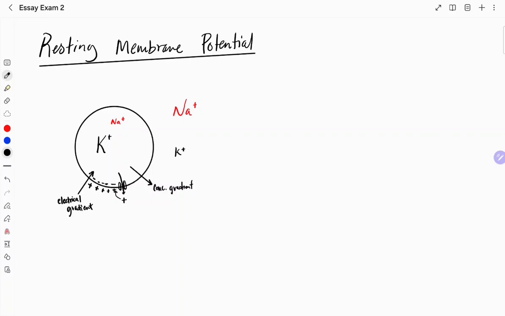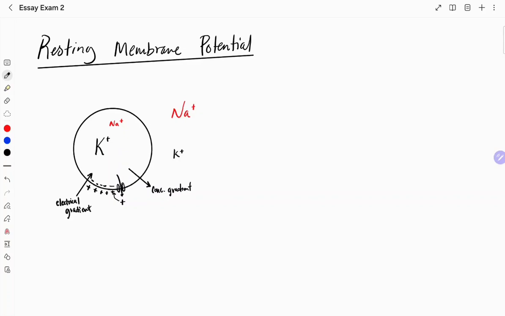Now, something to note here as well is that because we have potassium leak channels that are always open, potassium is able to leave more easily than sodium is able to enter, because there are no leak channels that are letting sodium in. There are other channels that we'll get into in just a little bit when we talk about action potentials.